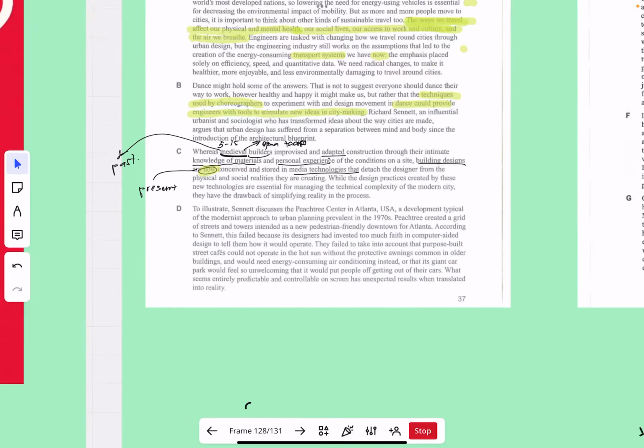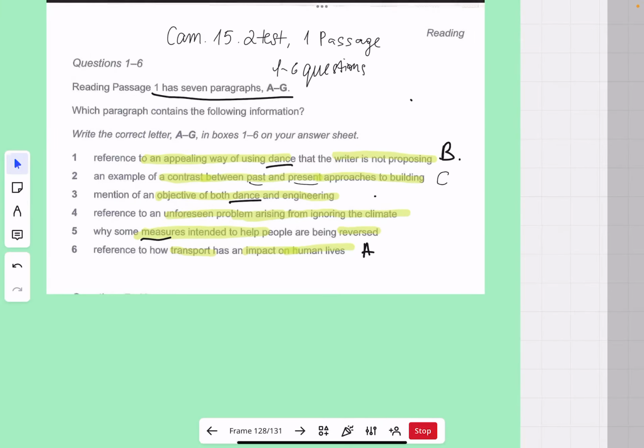Oh, next one here. I'm going to just remember keywords. I forgot some keywords. So objectives, I need objectives here. Problem arising, ignoring climate, and then measures. Okay.